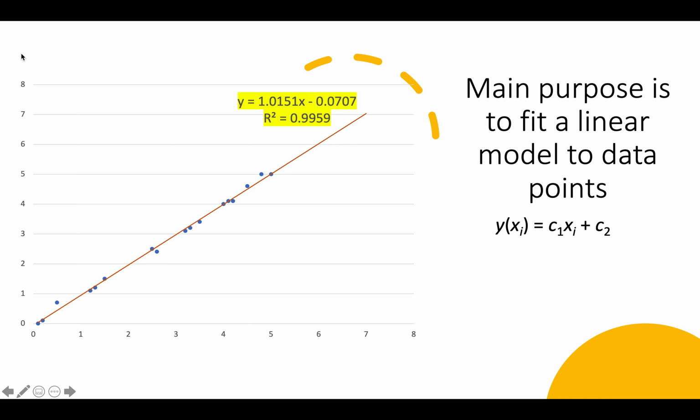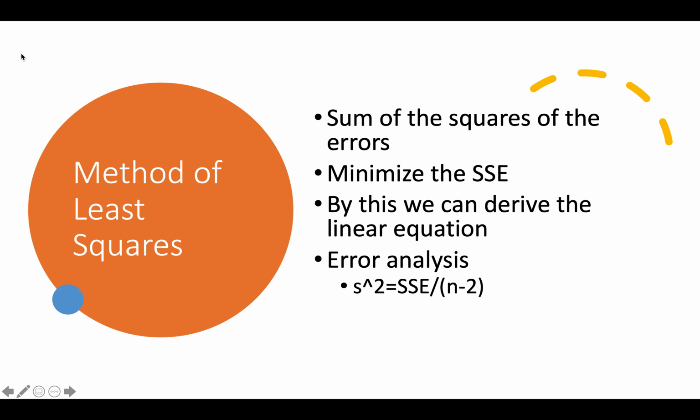which is in the form of y equals mx plus b, or as seen on the screen, y of x sub i is equal to c sub 1 x sub i plus c sub 2, where c sub 1 is the slope and c sub 2 is the intercept.